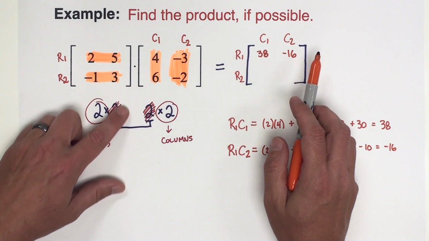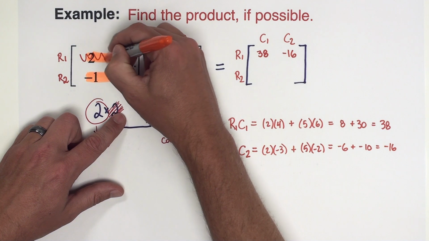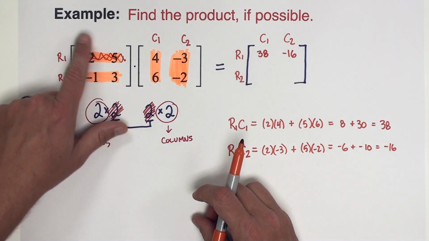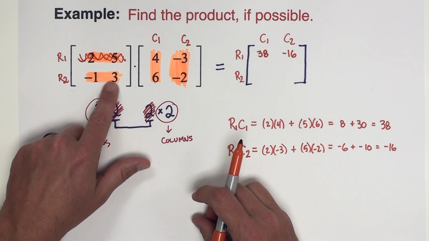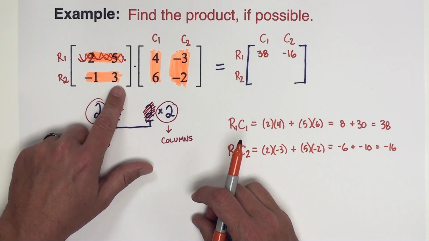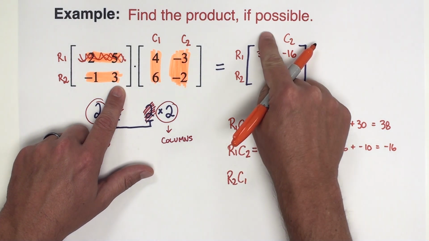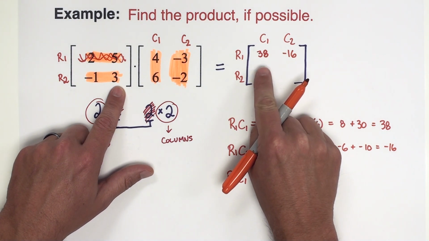Okay, since that row is finished, I am done using row 1 over there. Now we can drop down to row 2 and start using this set of numbers, -1, 3. And I'm going to pair row 2 with column 1. Look for this spot right here.